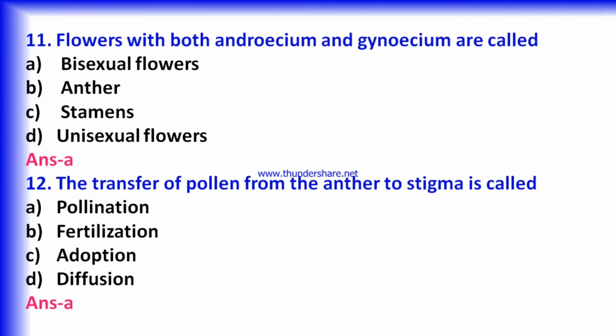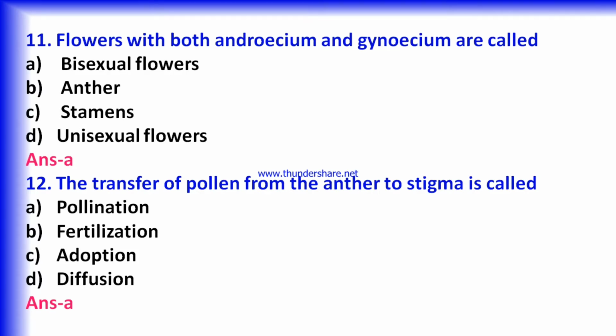Flowers with both androecium and gynoecium, that means the flower which contains both male part and female part, are called bisexual flowers. This is very common. The flower which contains both male part and female part is called a bisexual flower.